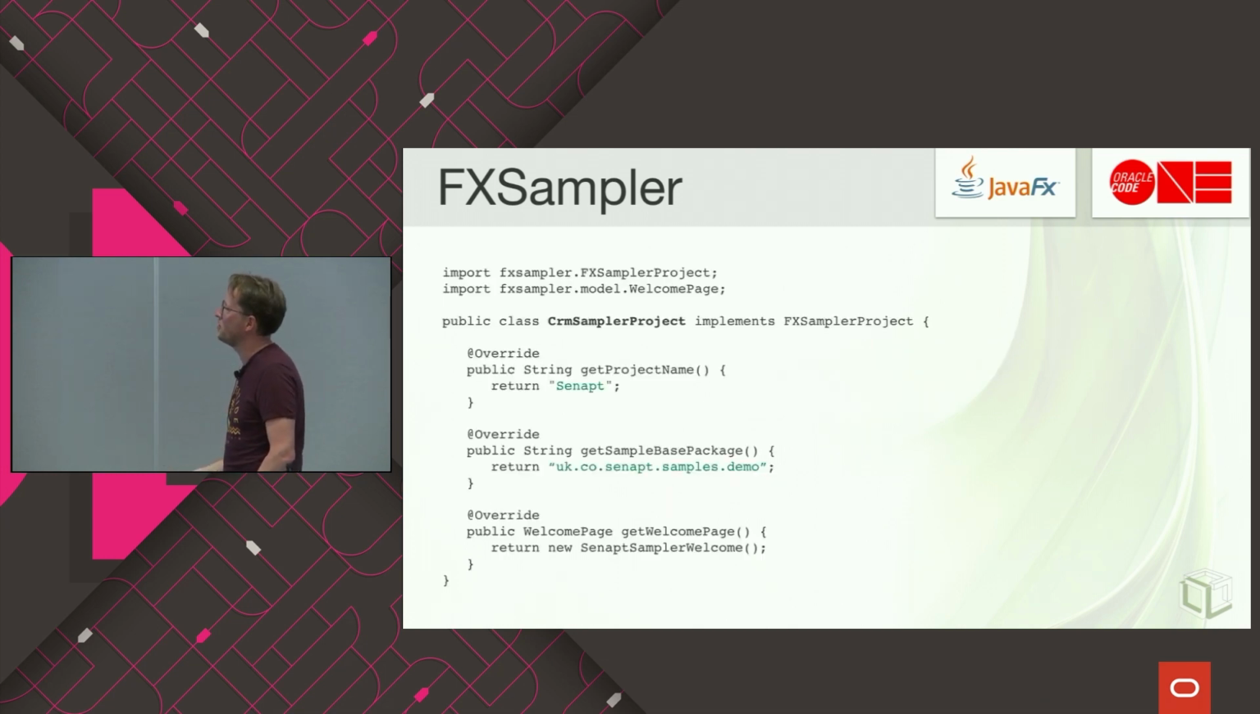All right. So then the next thing you have to do is create the enclosing project for your samples. In this case, it's called CRM Sampler Project, implements FX Sampler Project. And you have to give it a name. What is nice is this framework also uses service lookup. So if you have a lot of different libraries from different people, they can all add their demos to the same sampler. They will all show up in the same window.